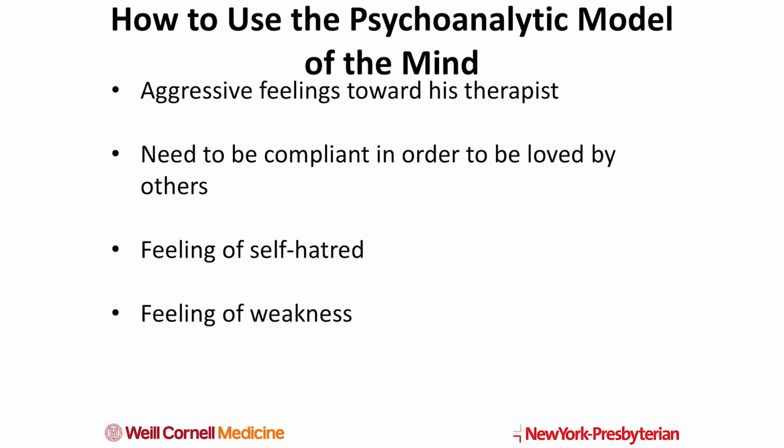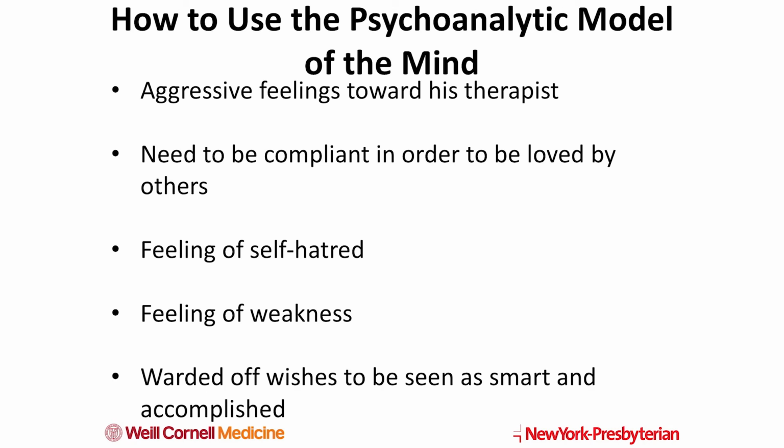Or perhaps we should talk about his related feelings of weakness, and his warded-off wishes to be seen as smart and accomplished, which were never recognized by his busy, unhappy parents. Again, the best answer is that we should talk about all of these issues. In this course, we have seen how models of the mind are invented to correct shortcomings of other models. However, each new model also creates new problems and shortcomings.